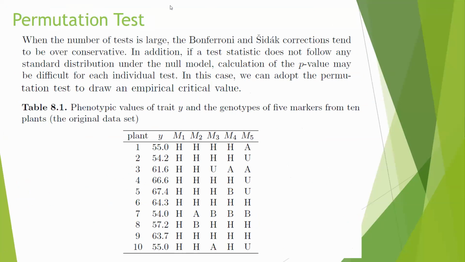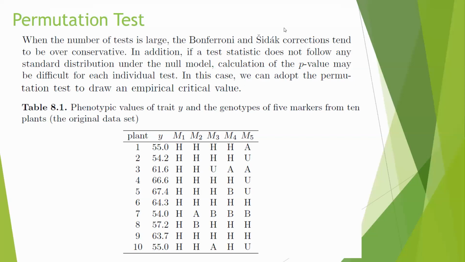Permutation test. We did something like this, the bootstrap, right? Do you still remember? When we talked about mapping, we tried to link the genes on the chromosome in the right order. In that place, we talked about the bootstrap. Bootstrap is something like the permutation. So let me give you an example here.